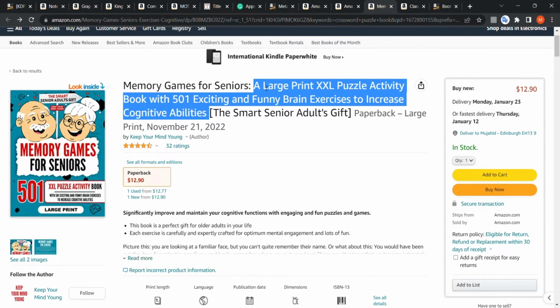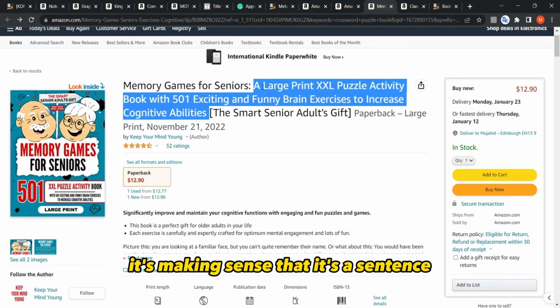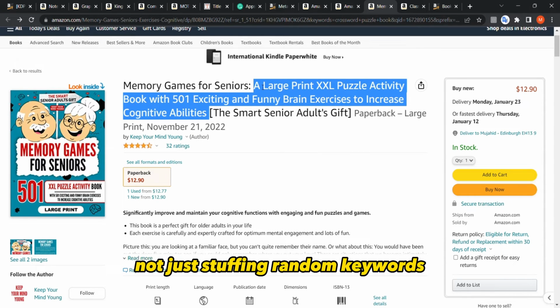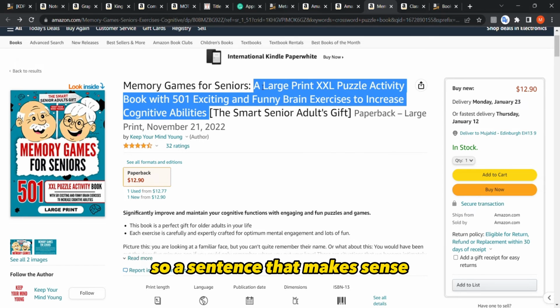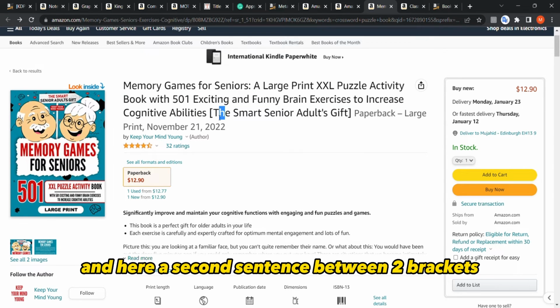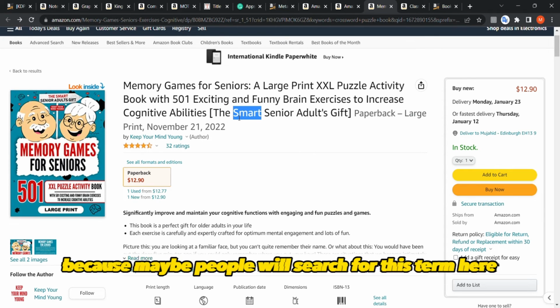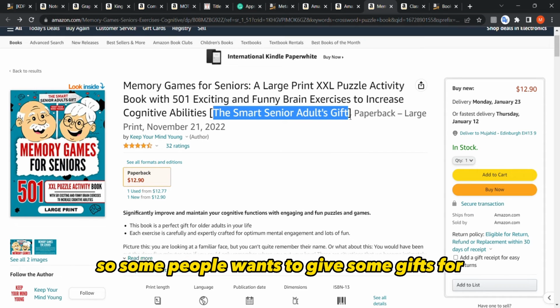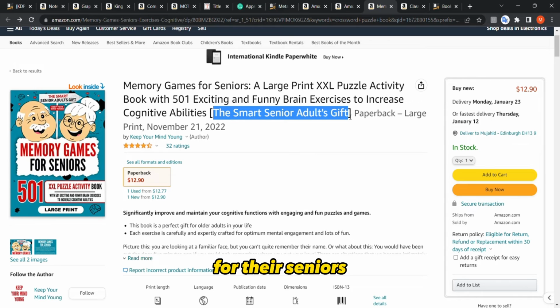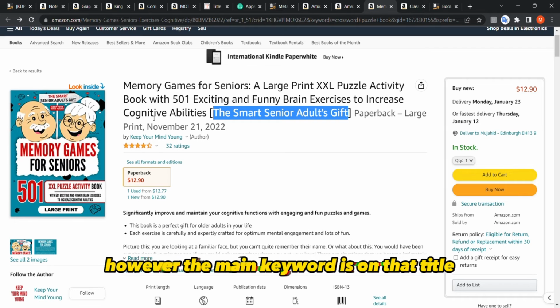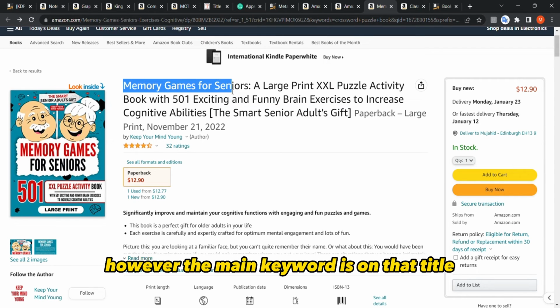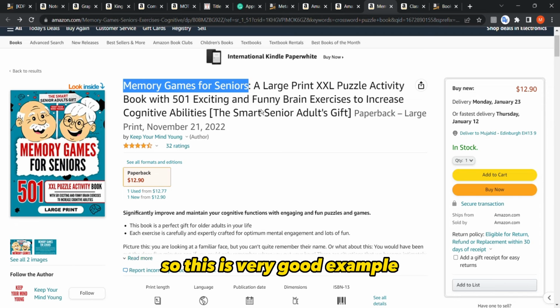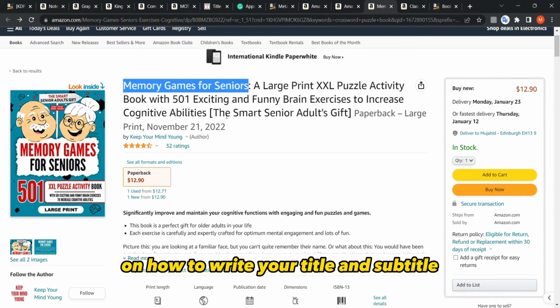So as you can see, it makes sense as a sentence, not just stuffing random keywords. So a sentence that makes sense. And here a second sentence between 2 brackets, the smart senior adults gift, because maybe people will search for this term. Some people want to give gifts to their seniors, grandma. So they will search for this. So Amazon will include it. However, the main keyword is in that title. So this is a very good example of how to write your title and subtitle.